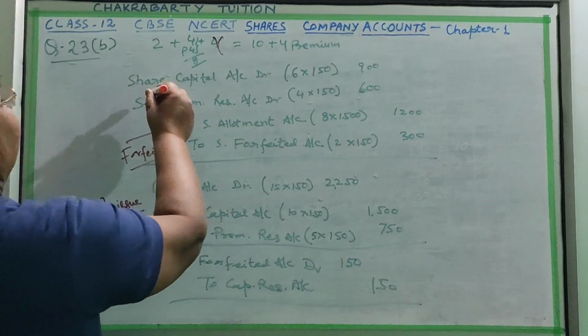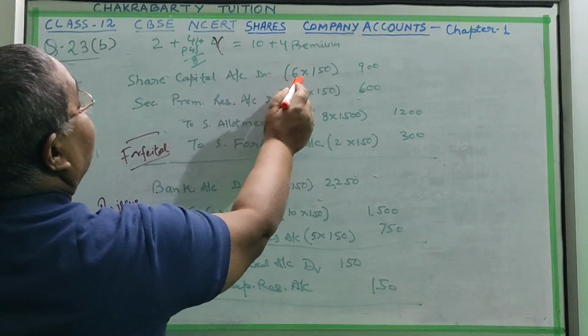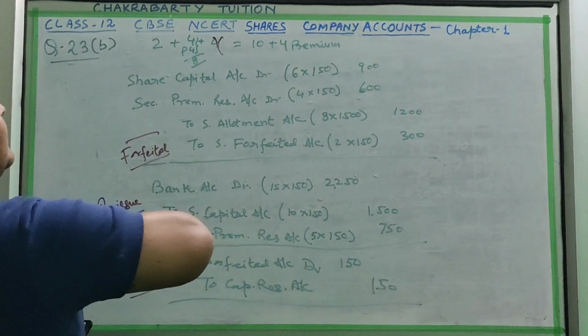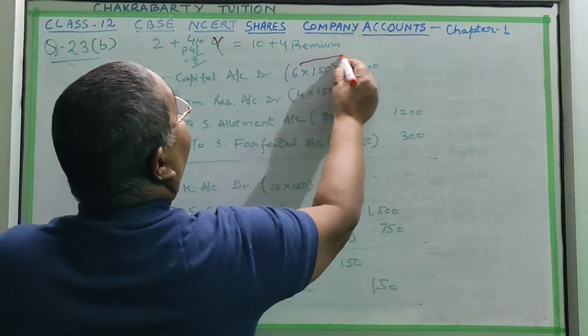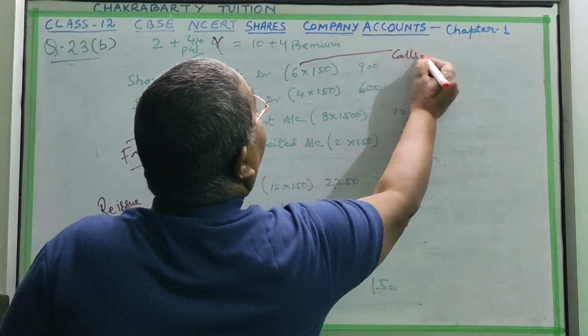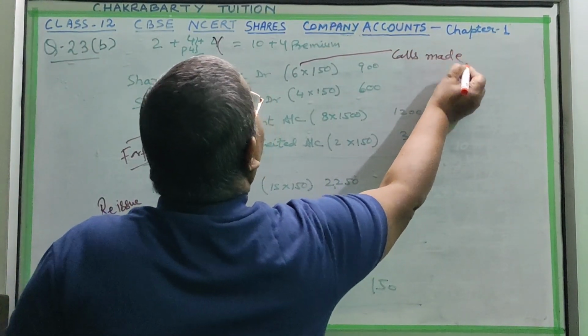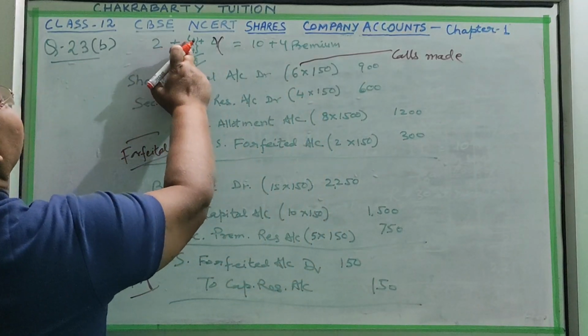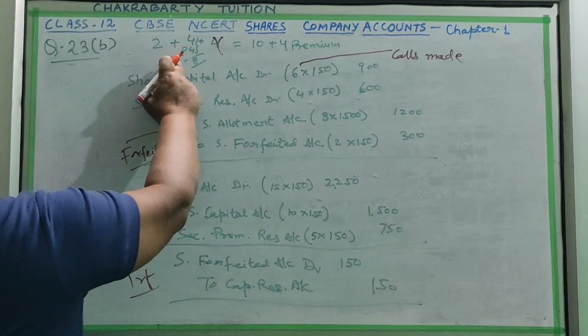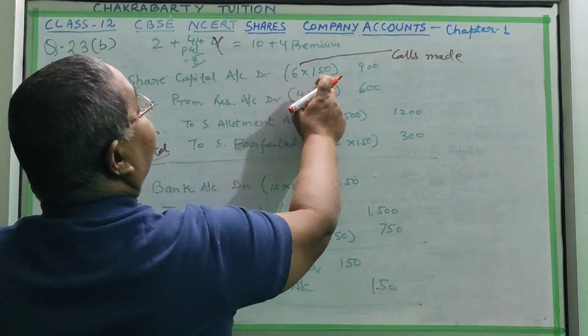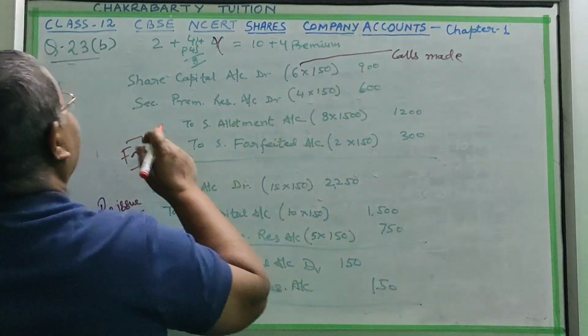So here you see, share capital account we will debit by the calls made. It is always debited with the calls made. Calls made are 6 rupees, 2 plus 4. Only capital you will take, premium you will not take. So for 150 shares it is 900.